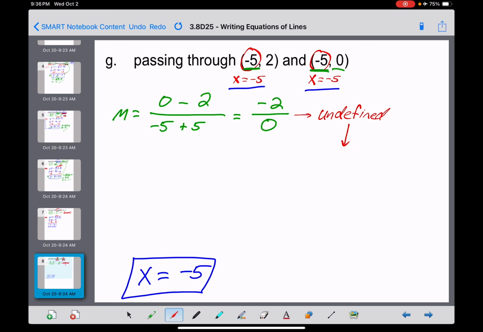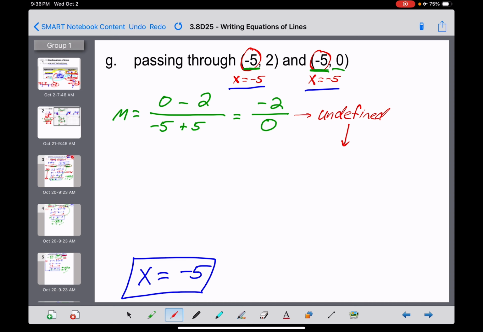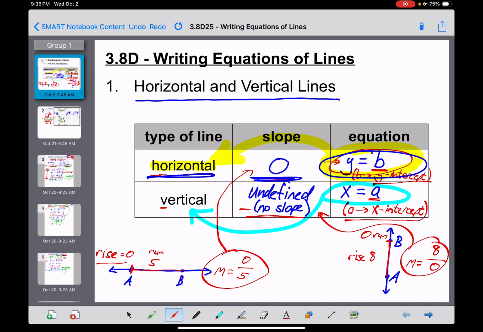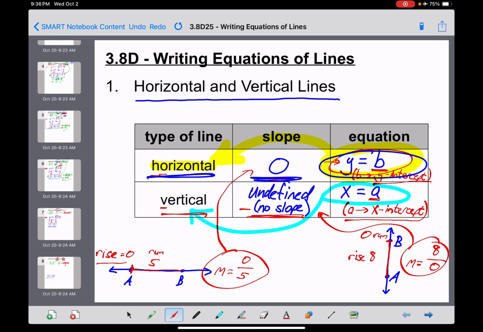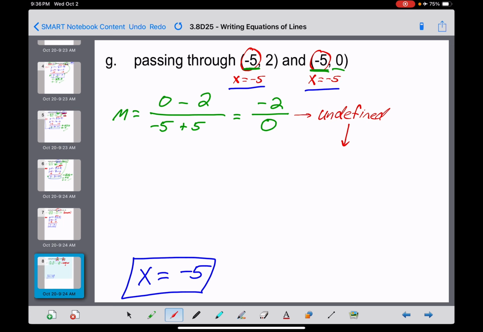Now, if we go all the way back to the table at the beginning of the notes right here, a line with an undefined slope has to be vertical. Okay, let me make that little note right there. Slope is undefined, therefore the line is vertical.